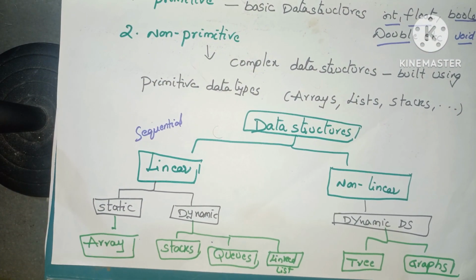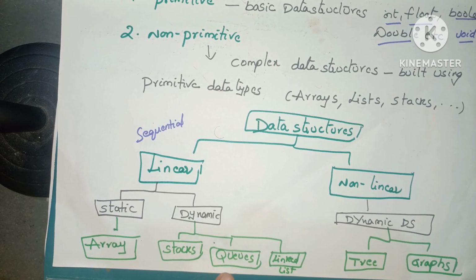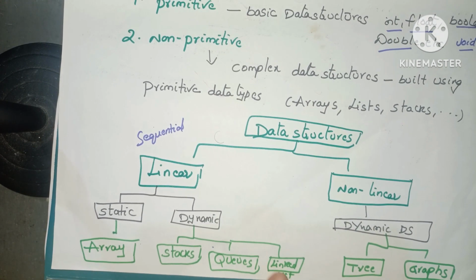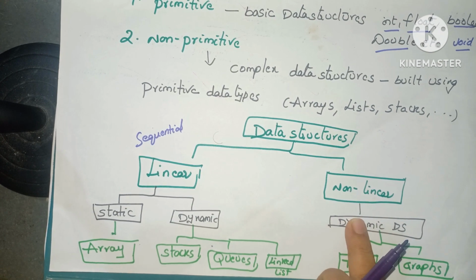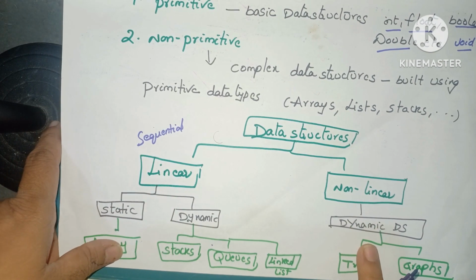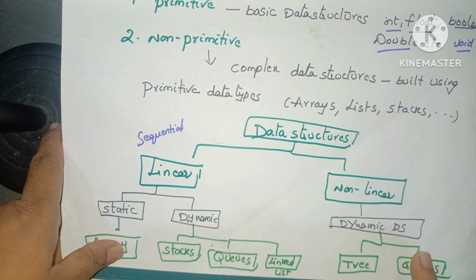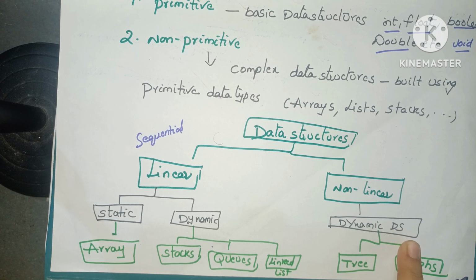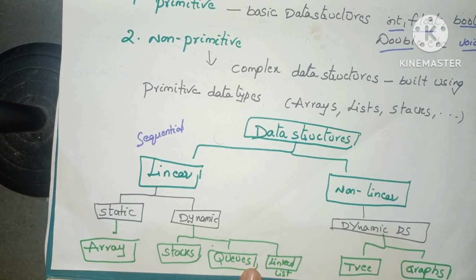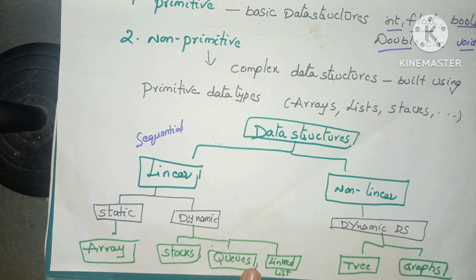Dynamic data structure. Examples are stacks, queues, linked list. These are the examples for dynamic data structure. Similarly, non-linear data structure is again a dynamic data structure. So, dynamic non-linear data structure means the elements are not stored in order. Examples are trees and graphs.